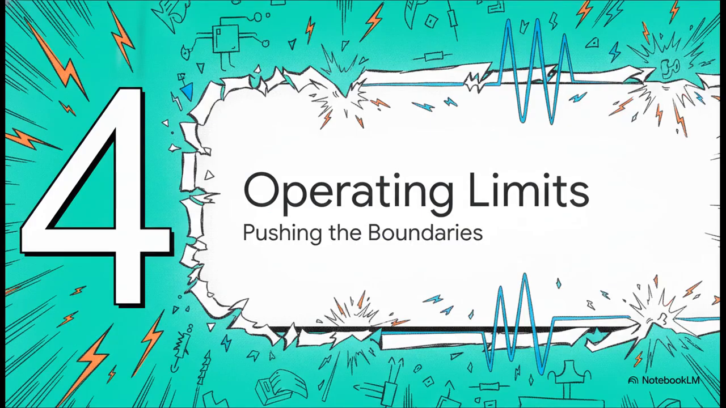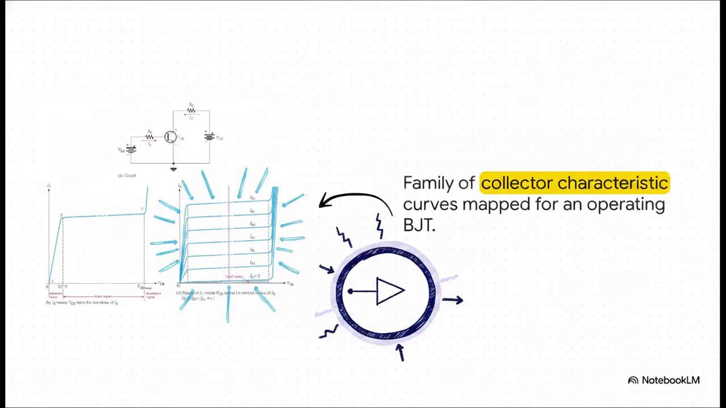Section 4. Operating regions and limits, pushing the boundaries. To really push these boundaries, engineers use collector characteristic curves to map out exactly how a transistor behaves across different voltages and currents. If you map it out, you'll see this wide flat area in the middle of the graph. We call this the active region. For a given base current, the collector current shoots up and then just levels off. Once it flattens out, that collector current becomes mostly independent of the collector-emitter voltage. It reaches a completely stable state.